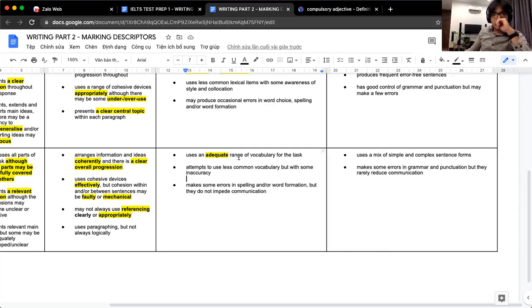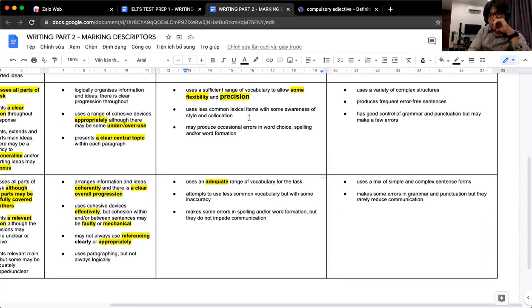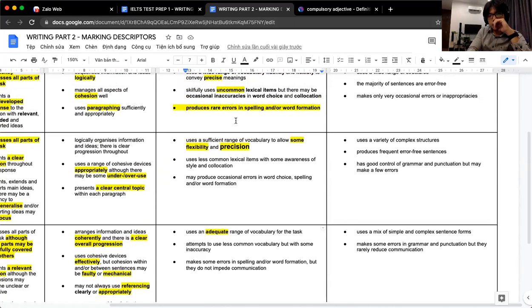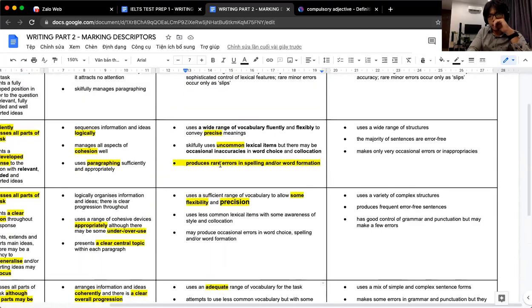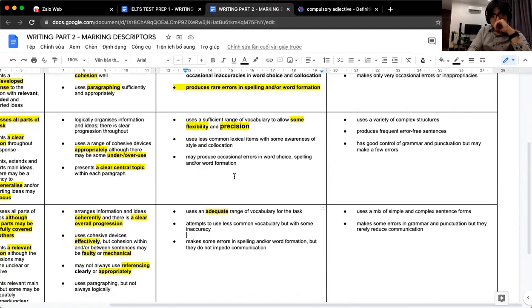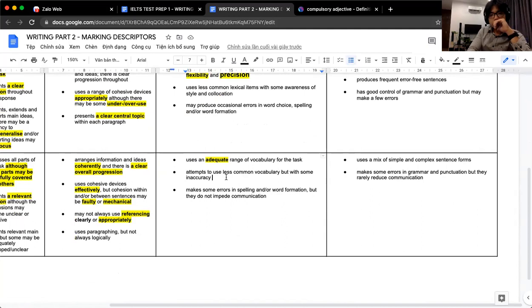When you work with native speakers, for band 6, if you can adequately convey what you want to say, that is already a big success. And I think Vietnamese people are very talented because you guys usually learn a lot of vocabulary to get to this point. I'm proud of you. Here, you attempt to use less common vocabulary, but with some inaccuracy.